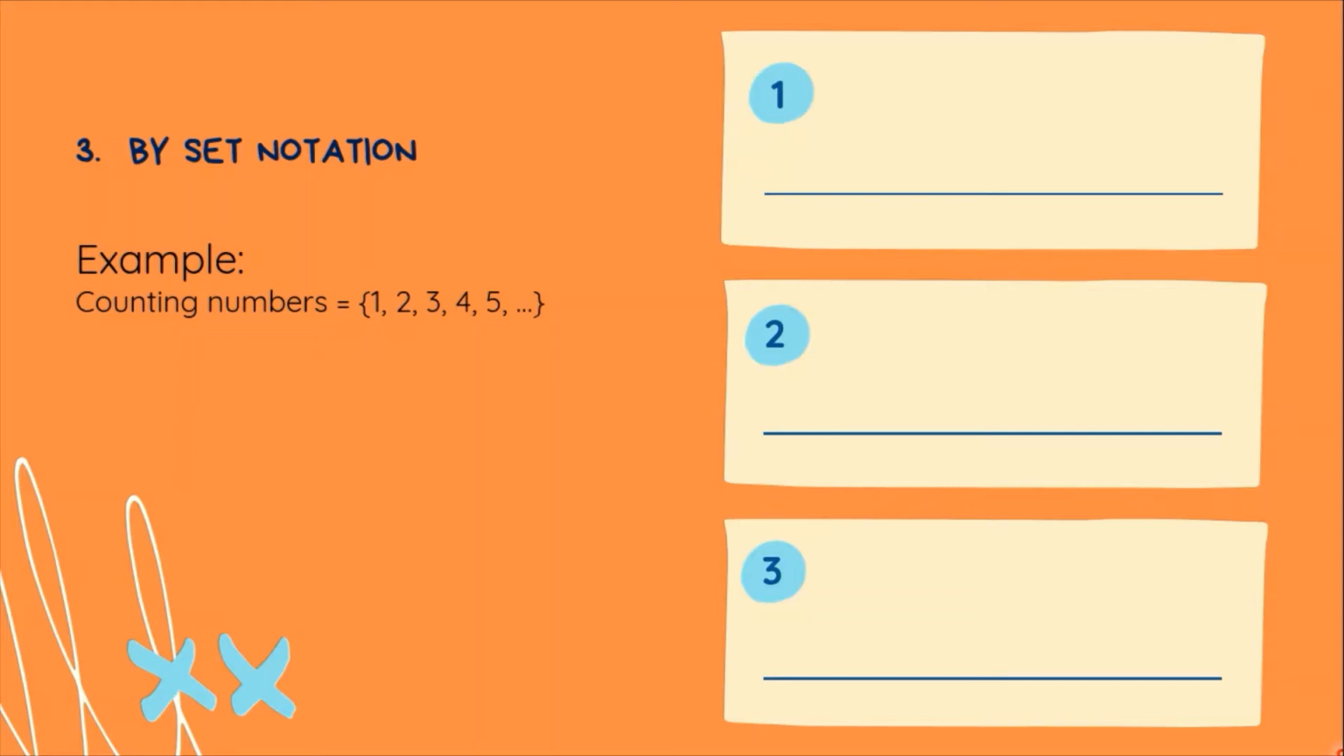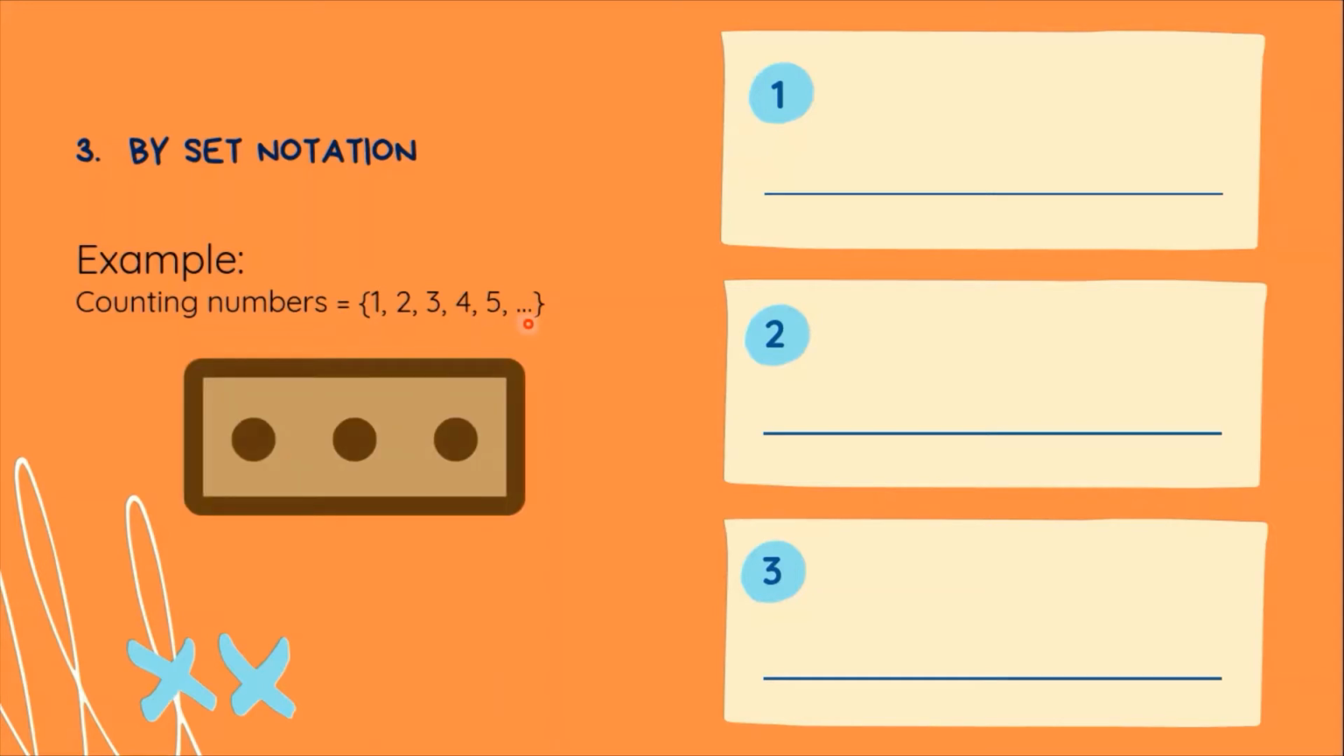But looking closely at this set of counting numbers, you will notice that after 5, there is a comma, and then there are 3 dots. And it ended with a close brace. So instead of listing 6, we write down these 3 dots, which is called an ellipsis.